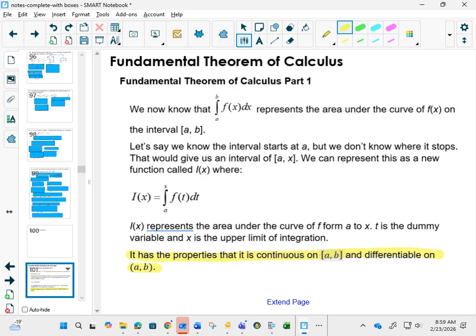In order for the fundamental theorem of calculus to work, it's very important that the function is continuous and differentiable. So it only works when we have nice, smooth, curvy functions that are continuous.